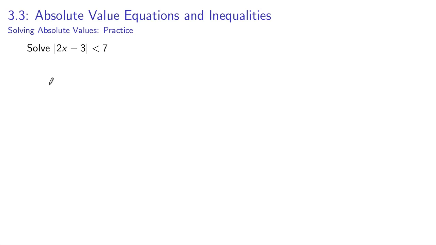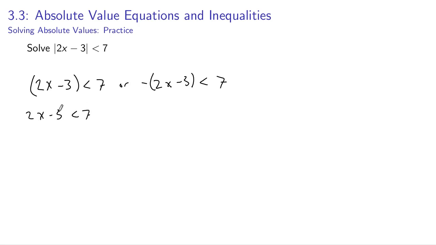So here's a harder one. Absolute value of 2x minus 3 is less than 7. So instead of thinking about this one geometrically, let's do this one algebraically. Let's write two possibilities. So either 2x minus 3 is less than 7, or the negative case, the negative of 2x minus 3 has to be less than 7.